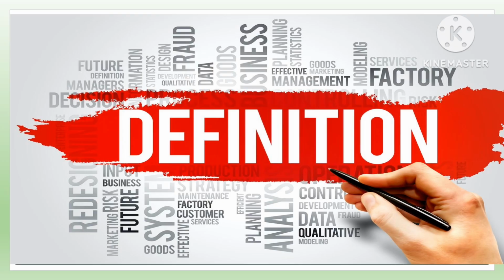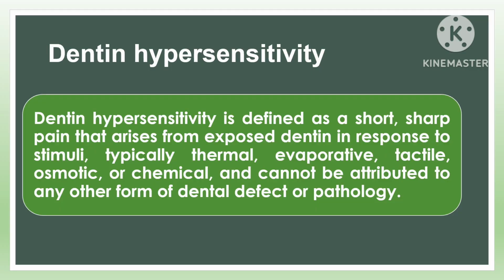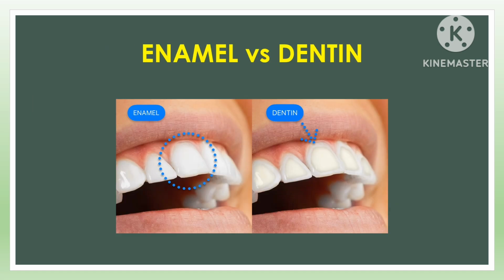Dentin hypersensitivity is defined as a short, sharp pain that arises from exposed dentin in response to stimuli, typically thermal, evaporative, tactile, osmotic, or chemical, and cannot be attributed to any other form of dental defect or pathology. Both dentin and enamel each play a very important role in keeping our teeth healthy and functional.